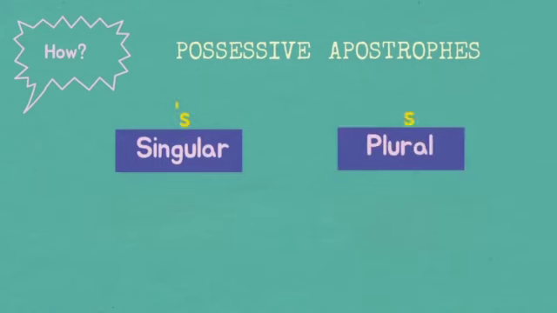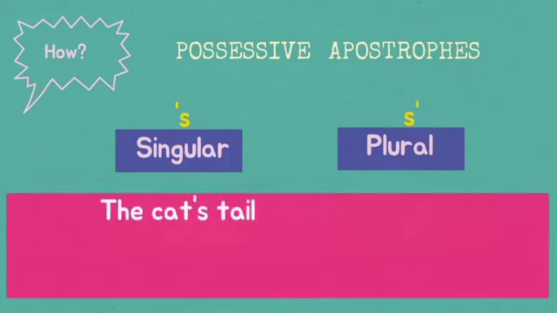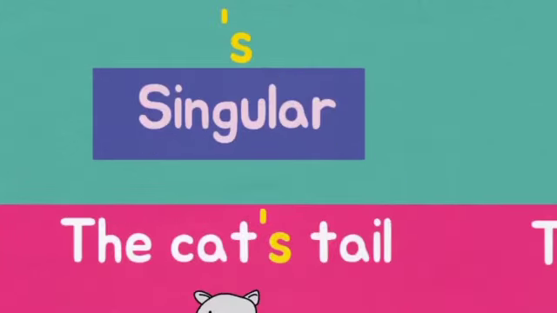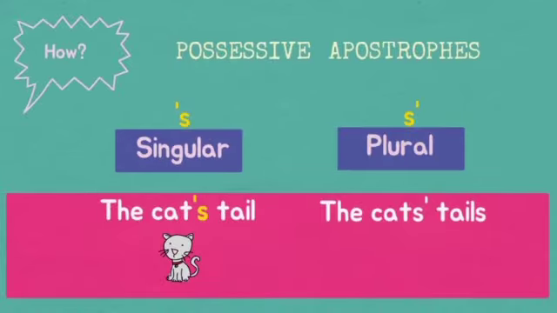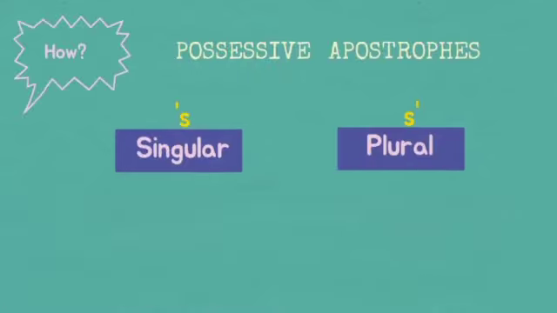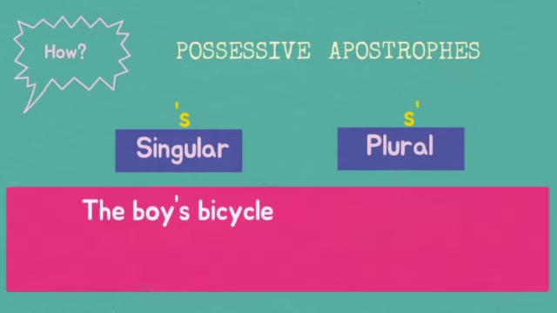If you are talking about a single cat's tail, the apostrophe will come before the letter S. If we are talking about the tails of multiple cats, then the apostrophe will come after the last letter S right here. Can you tell me what is the difference between these two examples?